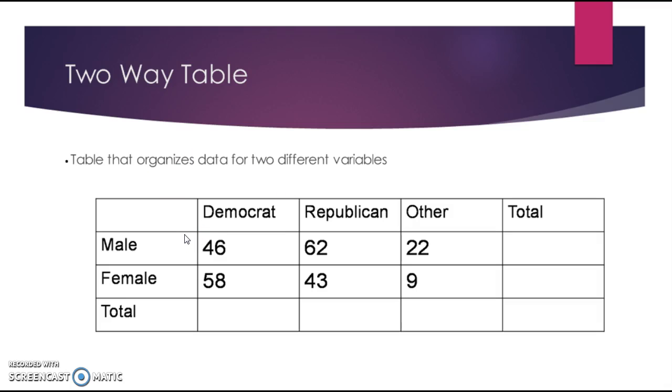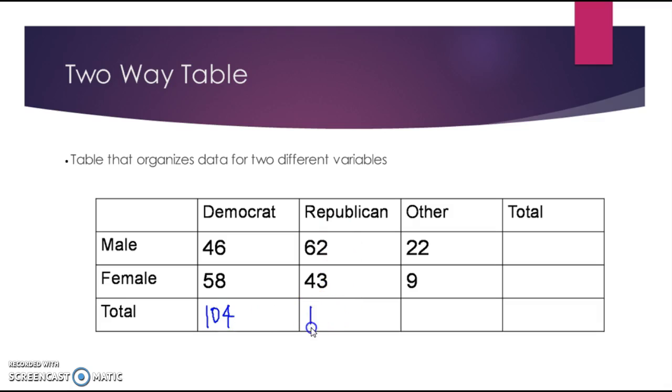Okay, one thing that you will need to do if it is not given to you already in your table is add a column and a row for totals. All right, so we need to add this in this case because it's not given to us. So all we're going to do is add down, down, down, and then across, across, and then put our grand total. So 46 plus 58 is 104.